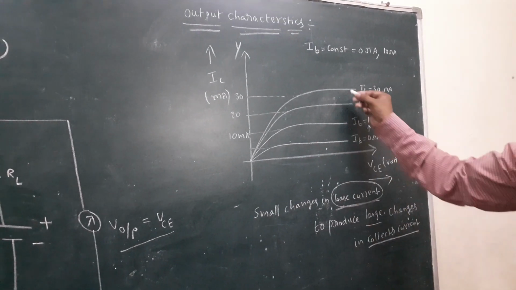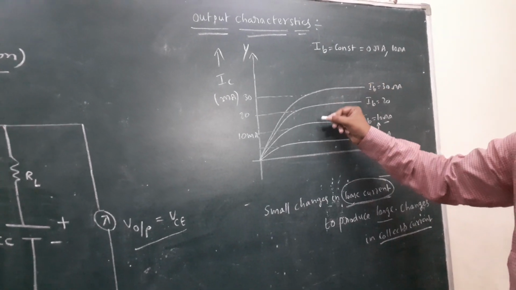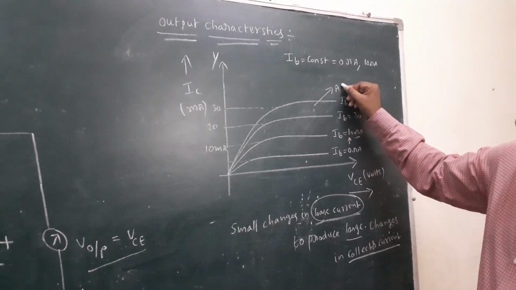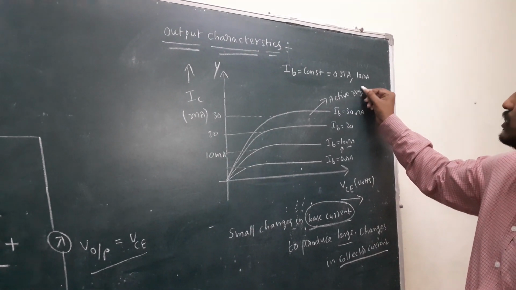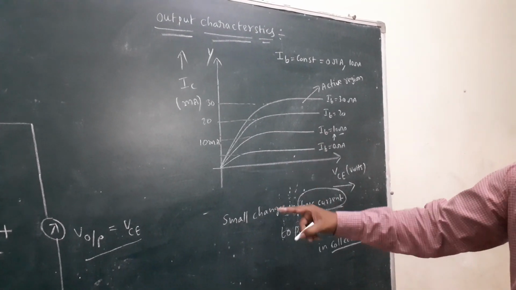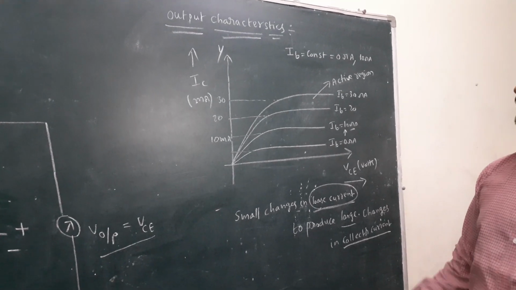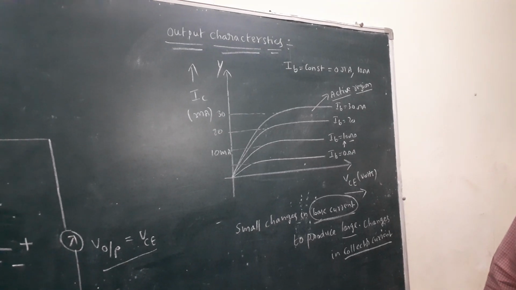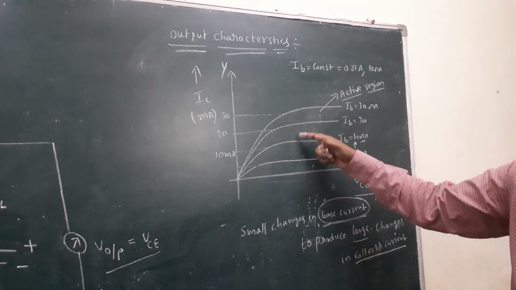In this region the signal is to be amplified. That means the region is nothing but the active region. This active region indicates the amplified region because small changes in base current produce large changes in collector current. Once again I repeat, small changes in base current produce large changes in collector current in this region.